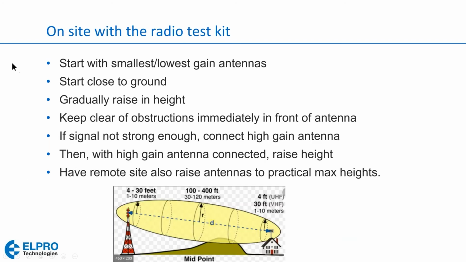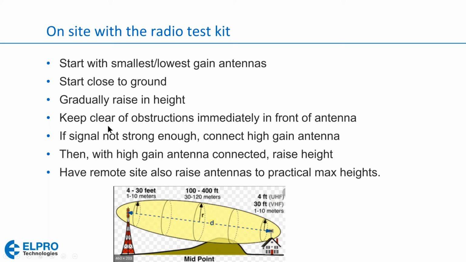Okay, so when you're on site with our demo kit, we start with the smallest or the lowest gain antennas. And then we start with the antennas relatively close to ground, or whatever is a convenient mounting height. That might be 10 or 15 feet above ground, because generally a pole can be mounted at that height very inexpensively. Then if reception is not sufficient, we gradually raise the antennas.